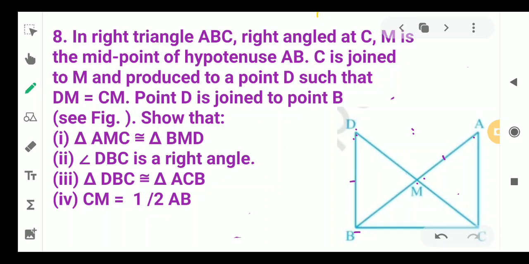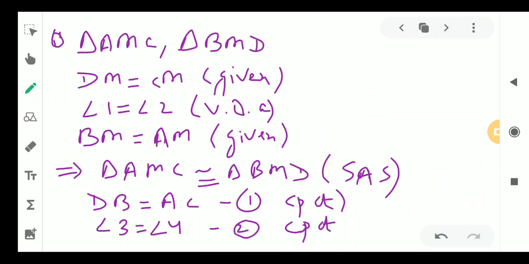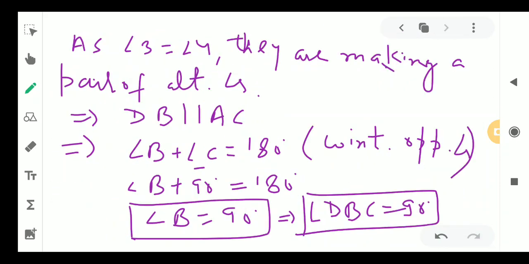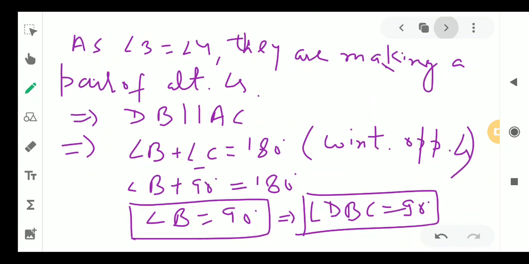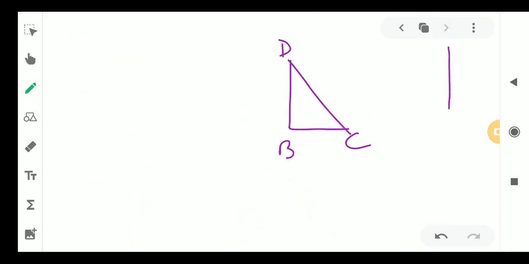Triangle DBC, bigger triangle, and ACB we have to show congruent. So let me do this, DBC and ACB. Now let me take triangle DBC, separate this, DBC and triangle ACB. We have to prove them congruent. Now see this.